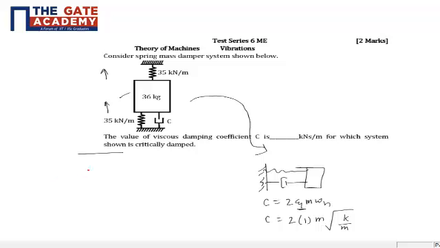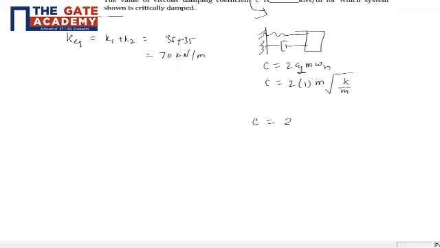So the way you convert this system into this is, K effective, it's in parallel, so K1 plus K2, so it is 35 plus 35, it's 70 kilonewton per meter. So that is your effective stiffness. So now I can just use this. So the damping coefficient C_c is 2 root of mass times K effective, where mass is 36 kg and K effective is 70 into 10 power 3.